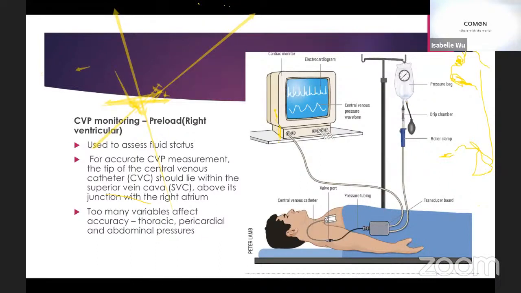So you connect your transducer to your central line. Remember that your central line has to be in the SVC, so you need to have confirmed the position of the tip of your catheter to ensure that you're getting the right reading. And then the transducer is connected with the sensor and onto the monitor, and you can see a continuous reading. You could also use a manometer that's connected to a saline drip, but that is even less reliable, and it's not advised, to be honest.